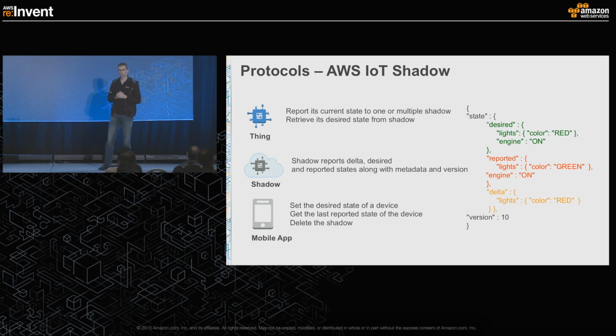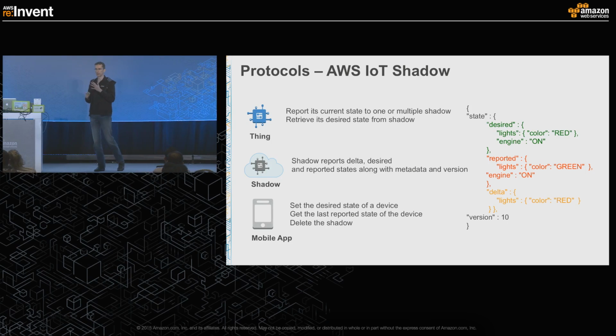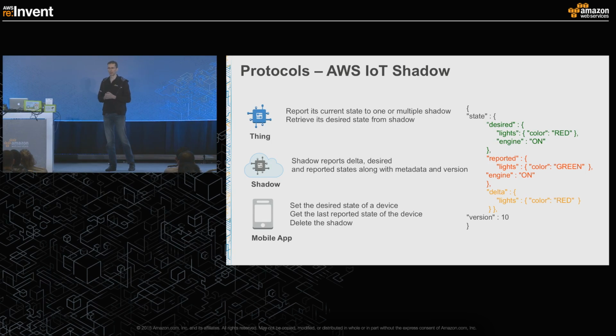So with the shadow, you can read the current state of the device. When the device connects, it will update the shadow. Hi, I'm a vacuum cleaner, and my current state is I'm off. And then you can programmatically control the device by changing the state of the shadow. And it's easy. You can use HTTP RESTful interface, for example.